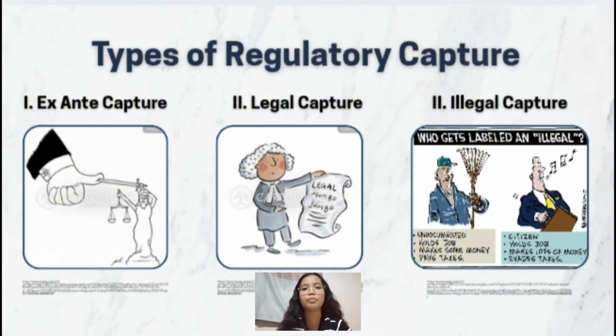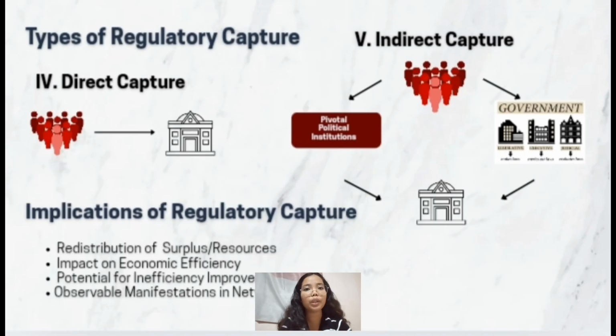Next, we have the legal capture. So legal capture is influence that is technically legal. Examples are lobbying and campaign donations. Next, we have the illegal capture. It includes bribery, corruption, or threats. Fourth, we have the direct capture, which is the direct pressure or influence on regulators and decision makers. Lastly, the indirect capture, which is the manipulation of information, framing, or public messaging to influence the regulation.